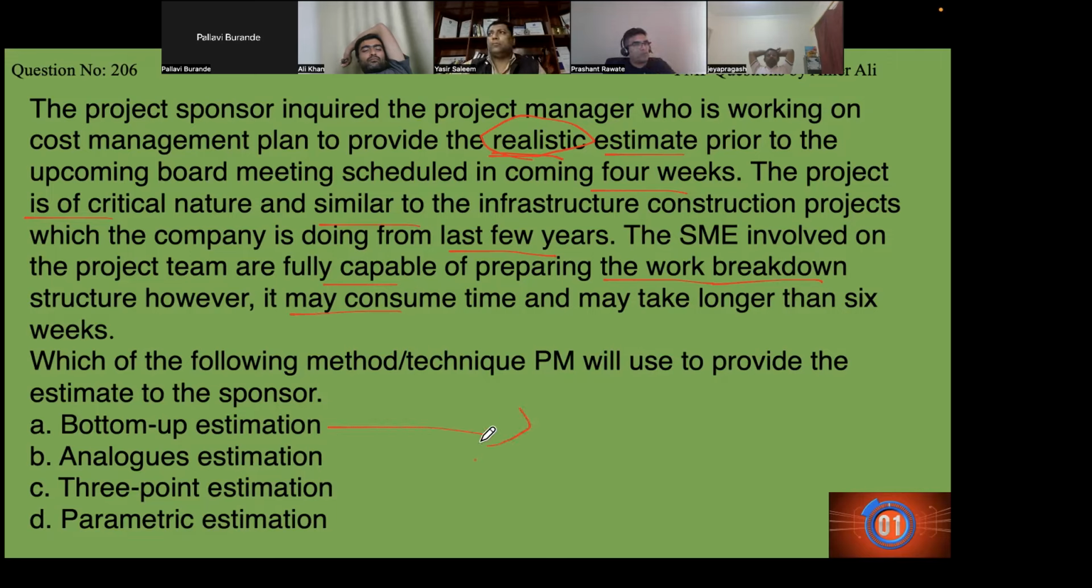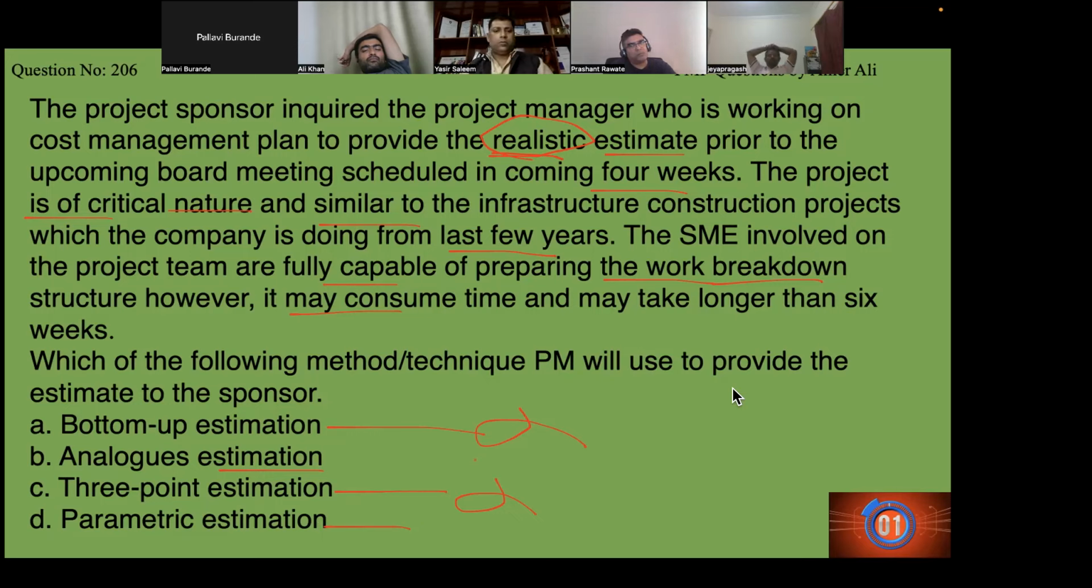Okay, we don't have 3 points and we don't need high-level estimation. We need better estimation. Since it is based on the past, we are left with 2 options only, analogous and parametric. But analogous is very high level. The project is of critical nature and similar to the infrastructure construction. So why would you choose analogous and why would you choose parametric? Put it in the chat box. Those people who chose B and D, I need the answer.